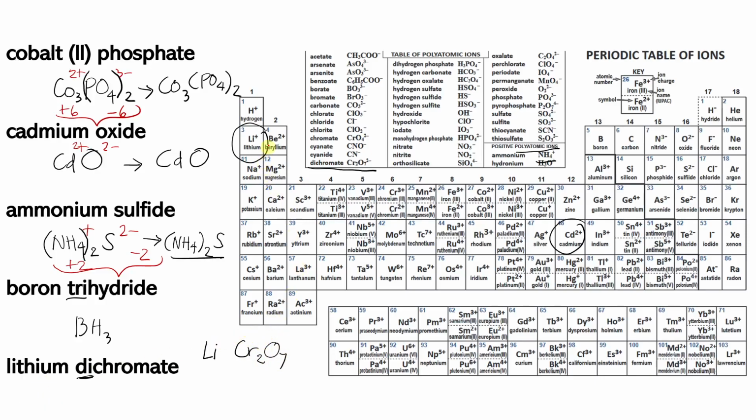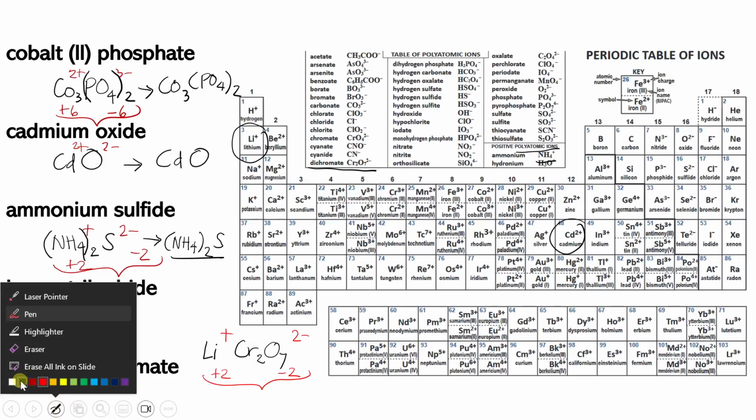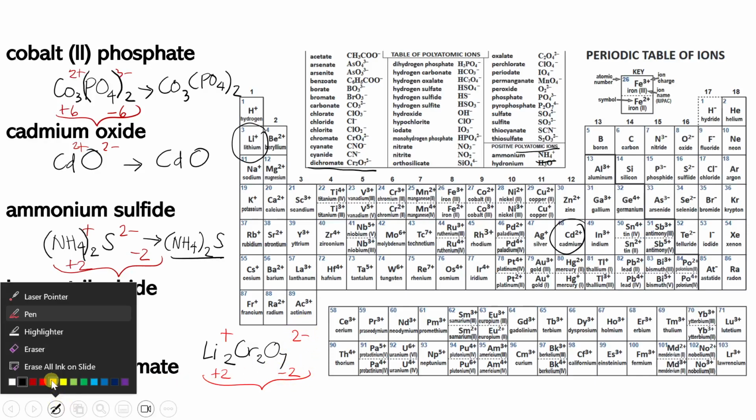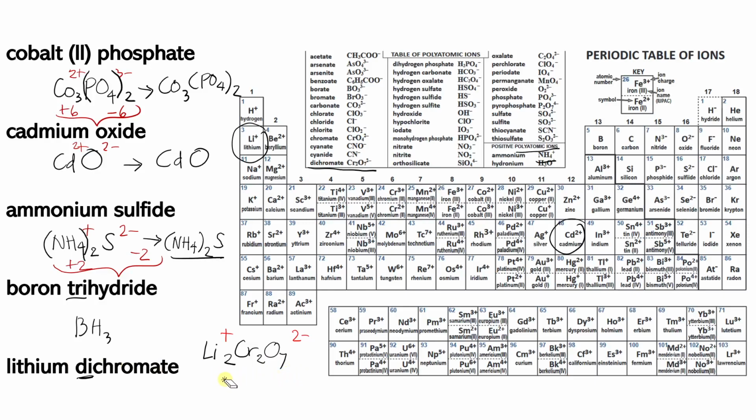Next, I need to check the overall charge of the compound. The charge of lithium is positive 1. And then the charge of dichromate is negative 2. So again, it's still not neutral. So the LCD is 2, right? So I must get negative 2 from this, then positive 2 from the lithium. So how can I get positive 2 from lithium? I need to double the amount of lithium. Then again, I already have negative 2 from the dichromate. So this is the final chemical formula for lithium dichromate.